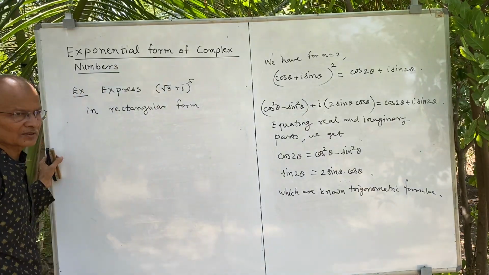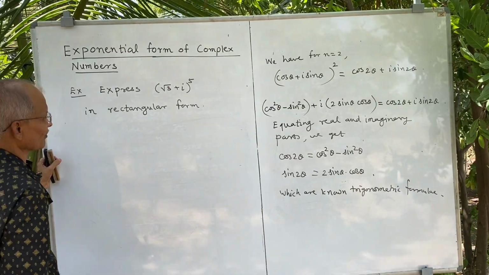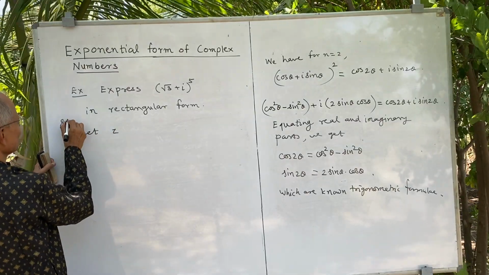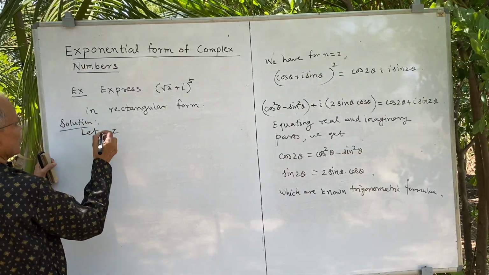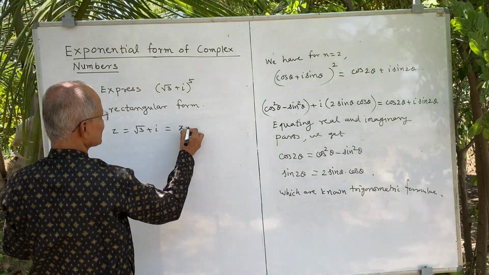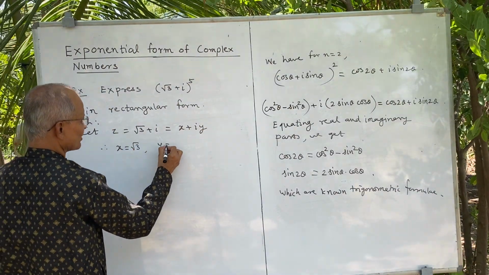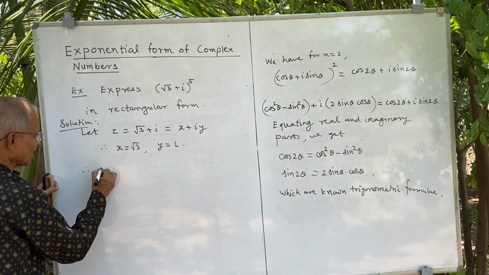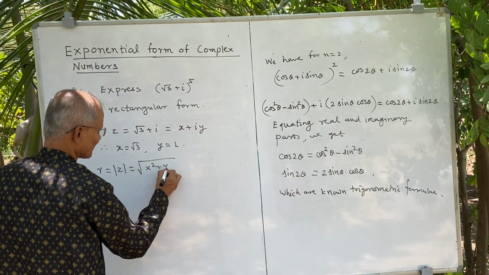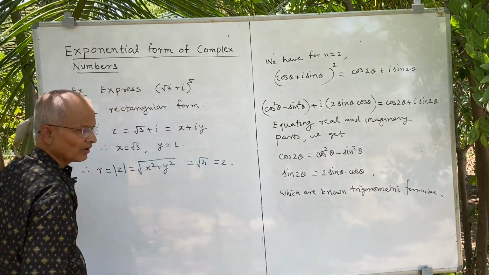For this purpose we shall express it first in exponential form, and then we shall express it in rectangular form. Let z be this complex number, root 3 plus i, which is x plus i y. That gives x equals root 3 and y equals 1. Therefore, what is r? r is the modulus of z, the square root of x squared plus y squared, which is the square root of 3 plus 1, root of 4, which is 2. We have to take the positive value.